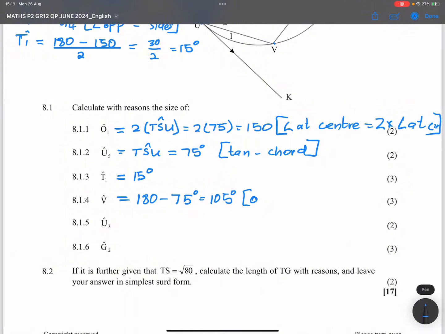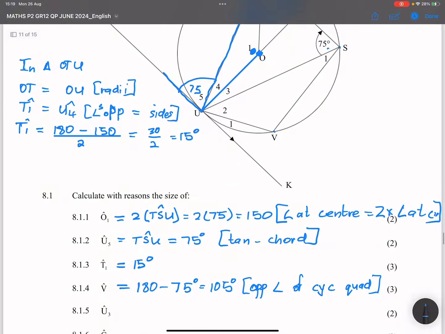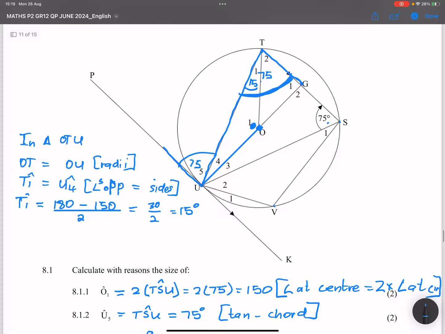That's opposite angles of a cyclic quad. Right. Ladies and gents, you would write this out in full, right? I'm just showing you. So the steps that you would have followed there is that you'll say angle U5 would be equal to angle UTS.